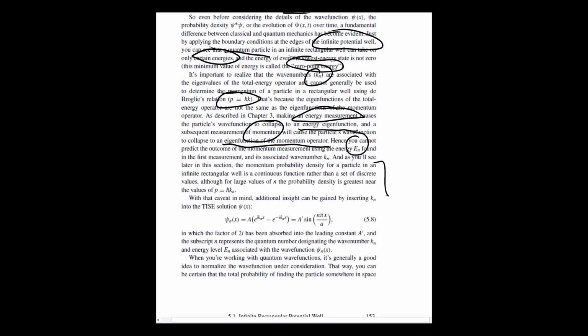As I said, we'll see later what the momentum probability density inside the well looks like. In general, it'll be a continuous function rather than discrete values such as k sub n has. But if you let n grow very large, the probability density will be greatest near the momentum values that are h bar k sub n.